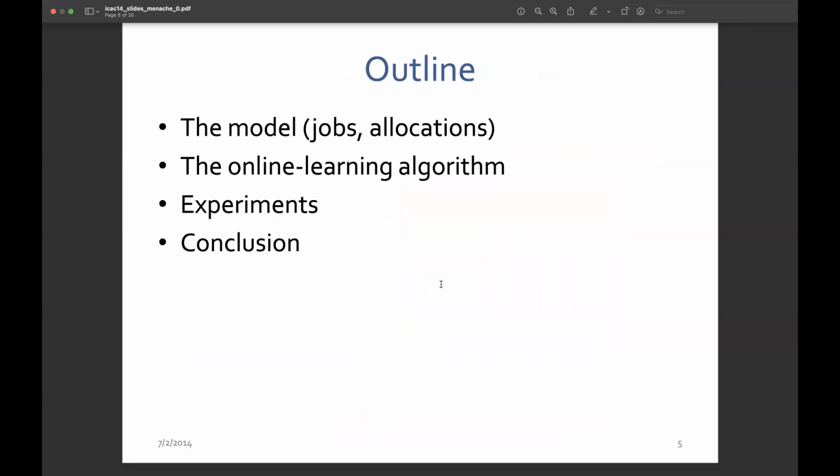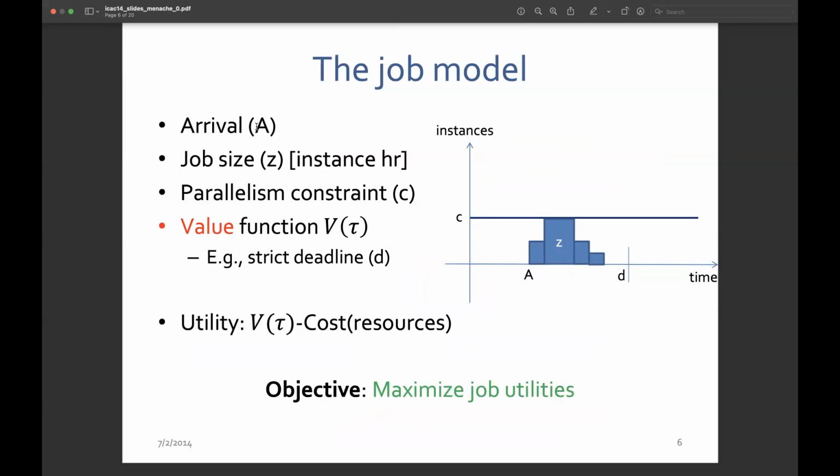The first part is the job model. Their job model has 4 tuples: the arrival time, the job size, the parallelism constraint, and the value function. What is the job arrival time? The job arrival time is the time when the job is available. And then it also has a deadline. So each job has an arrival time and a deadline time. Deadline time means that within this duration, I need this job to be completed.